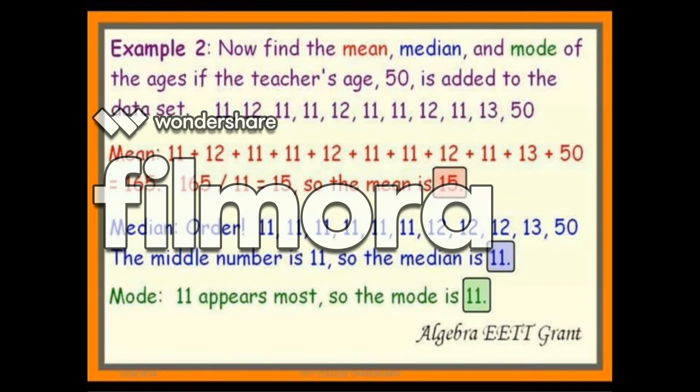Now, in median, it has to be presented this way. Median is simply talking about the order. So according to the data set, we just have to arrange it into its order form. So we have 11, 11, 11, 11, 11, 11, 12, 12, 12, 13, and 50. So the middle number is 11, so the median is 11. Now, talking about the mode, 11 appears most, so the mode is 11.